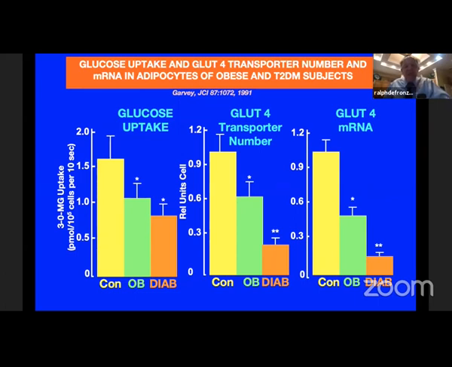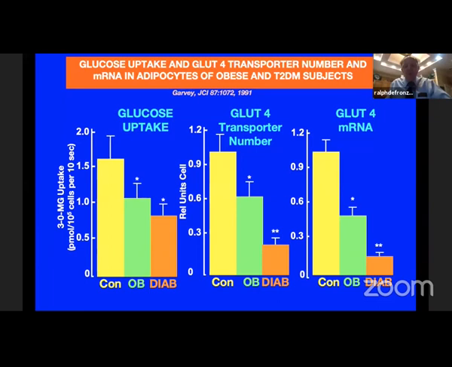And you can see that both the obese and the diabetics, green and orange respectively, there's a decrease in glucose uptake in response to insulin. Now, unlike muscle, you can see that there's a decrease in GLUT4 protein and mRNA. So what this is saying is that there's tissue-specific regulation of GLUT4 expression. So a very different response in the adipocyte than in the muscle. So here, clearly GLUT4 is impaired and contributing to the insulin resistance.